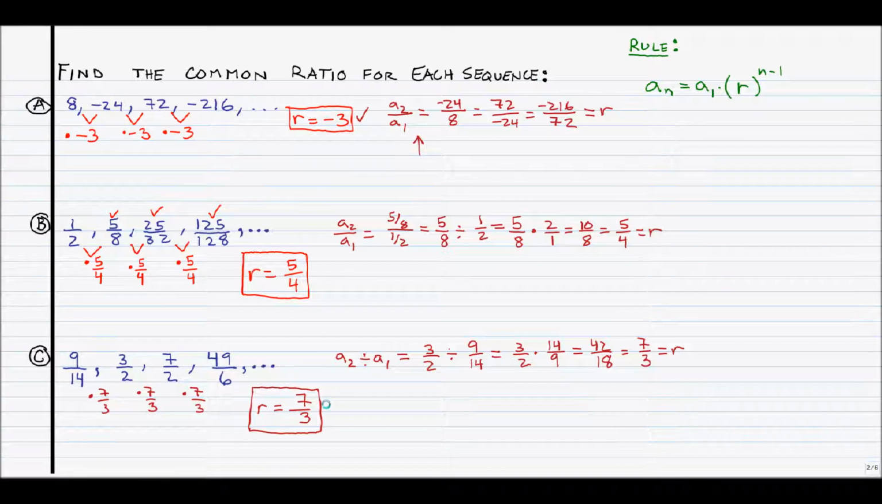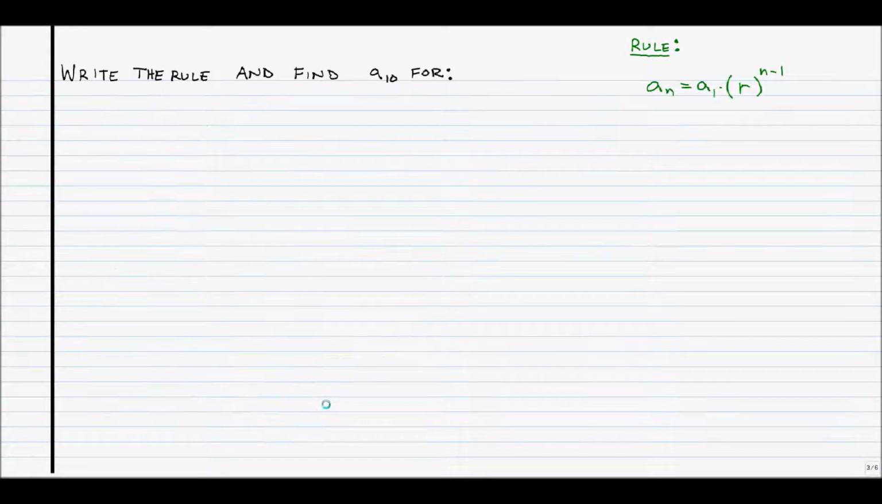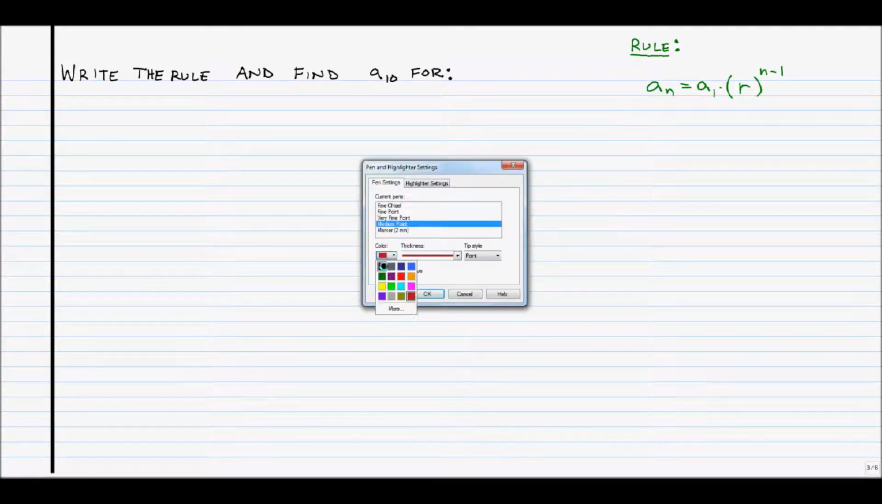So again, common ratio, very important part of any sequence. If we want to be able to write the rule, we need to find that common ratio. And we just did that. So moving forward, now that we found the common ratio, let's do a couple more examples. We're not going to do a whole lot of examples of this because I'm already tired of making the video. But let's make a couple here.